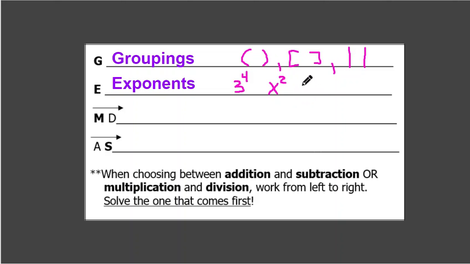On the exponent step, we can also do the square root symbol, because the square root symbol has the same power as an exponent. They get done at the same step.